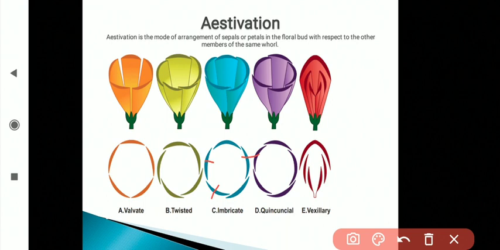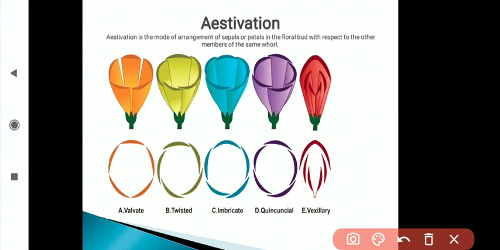So such type of aestivation, in which the margin of one sepal overlaps the others, and the other three are present in a twisted form, that is, one margin is inside and one margin is outside, is known as imbricate type of aestivation.